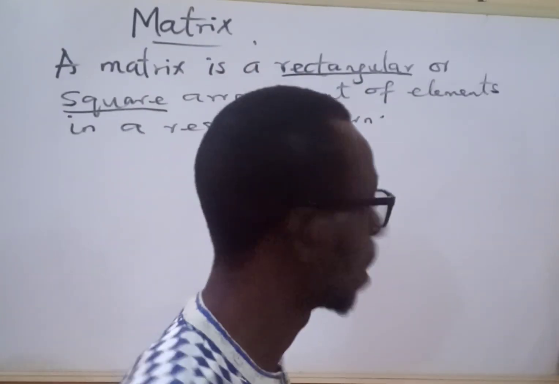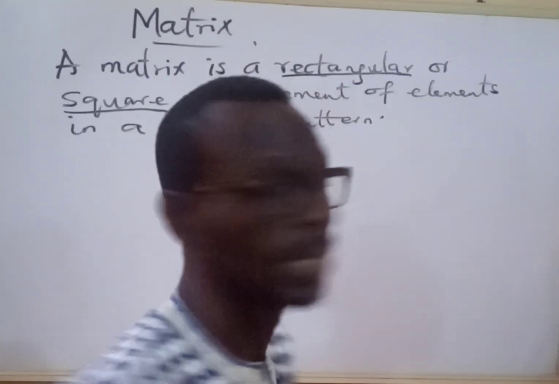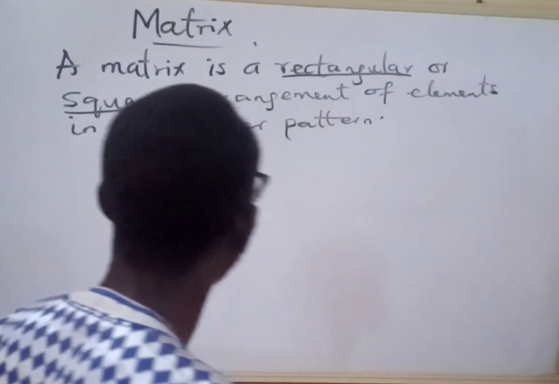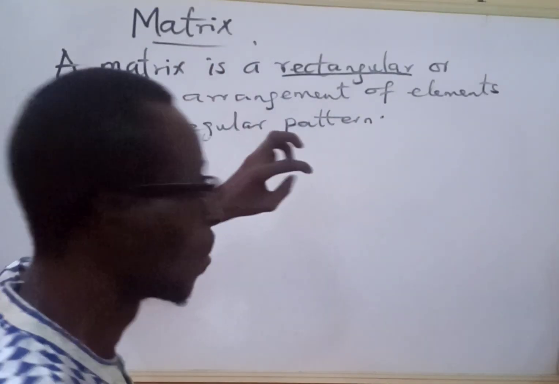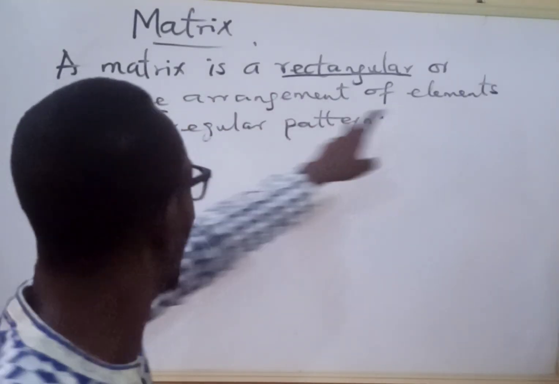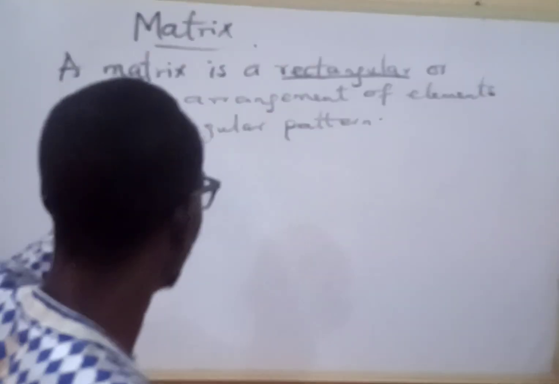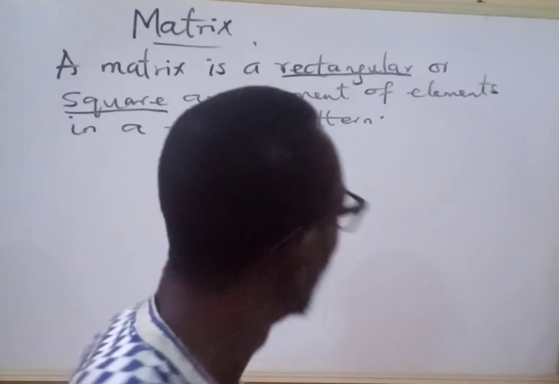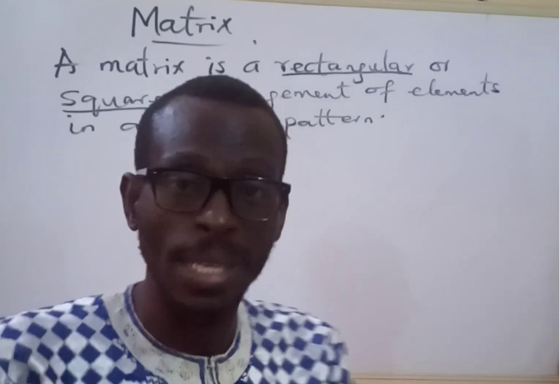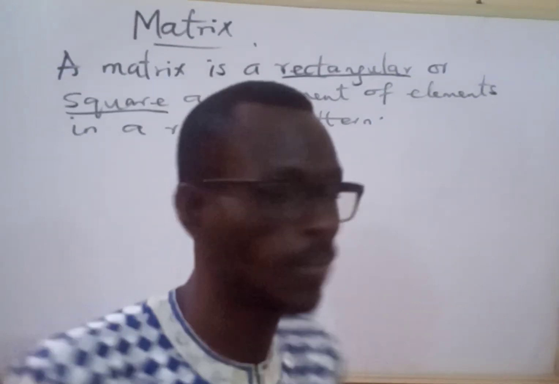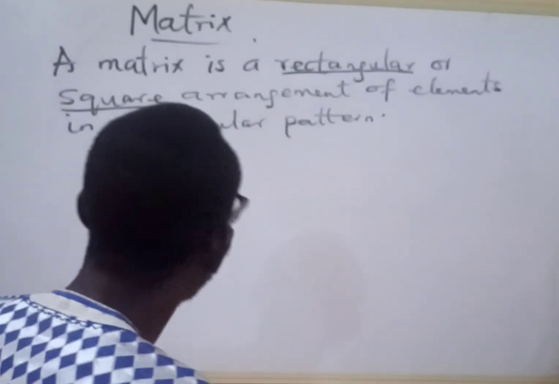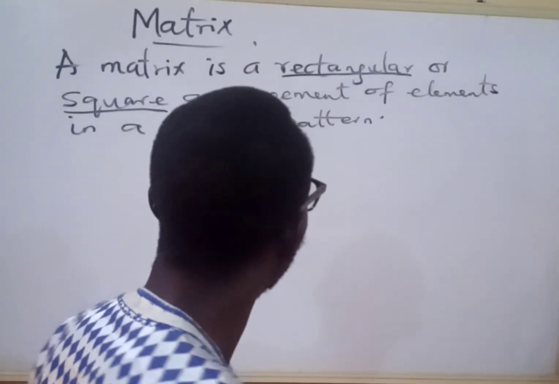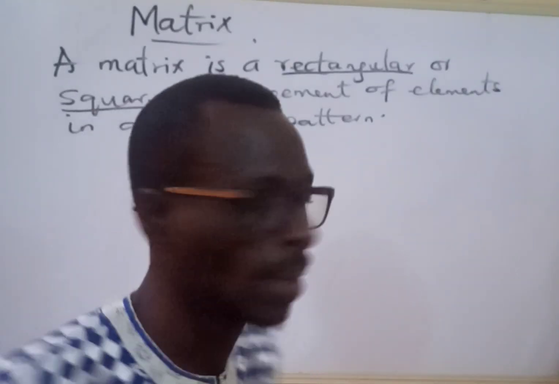In the last video, we started on linear algebra, and in that video we made mention of the matrix, where we said the matrix is a rectangular or square arrangement of elements in a regular pattern. But in our video today, we'll be looking into the analysis of the components of a matrix. What are the components of the matrix? That means the keywords that hold the topic matrix.